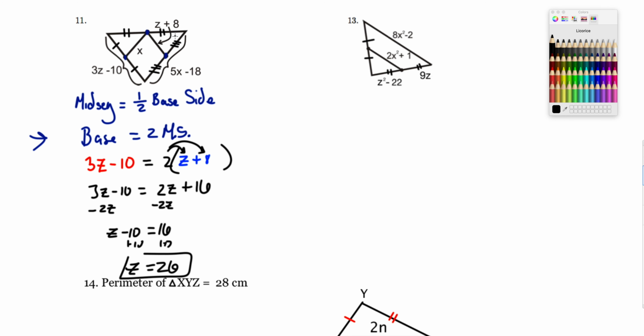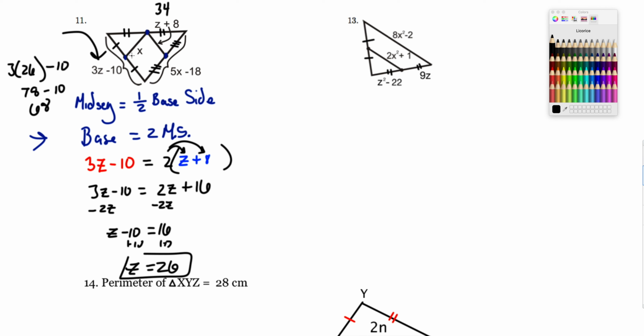So 26. And then if I put that in, 26 plus 8, that would be 34. And then if I put 26 in for the base, 3 times 26 is 78, minus 10 is 68. And 68 is twice 34. Okay, so it works, right? We want this base side to be double the mid-segment.